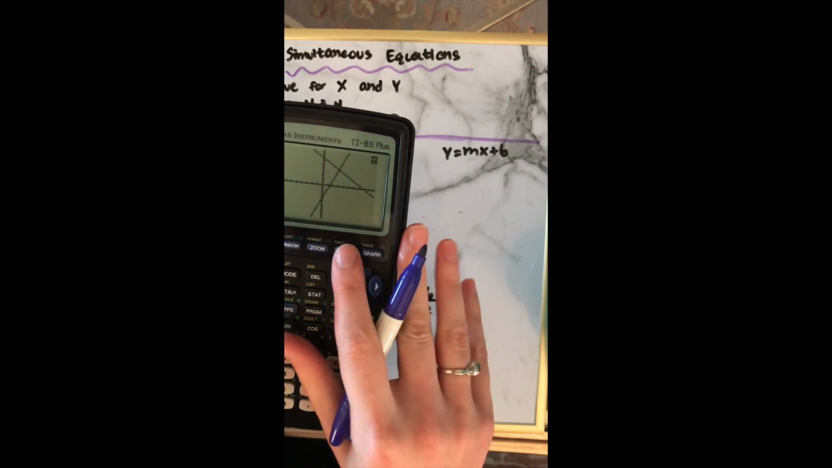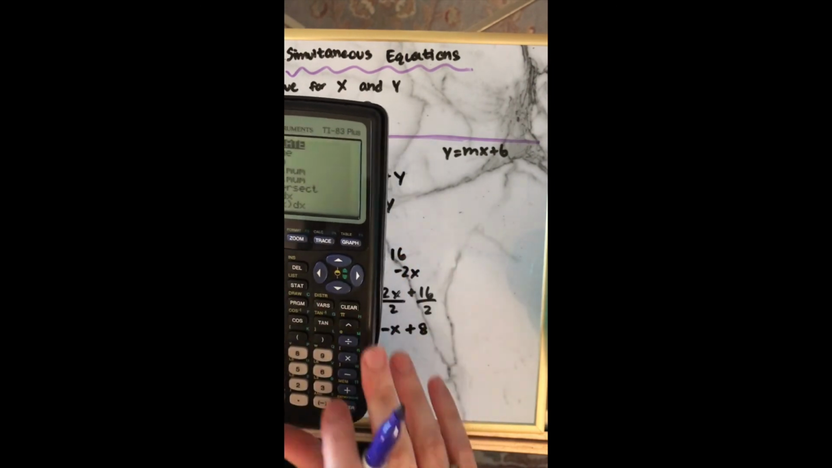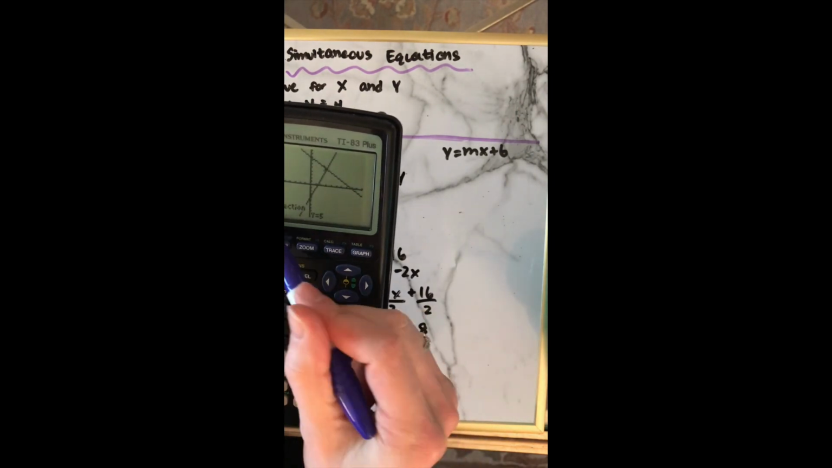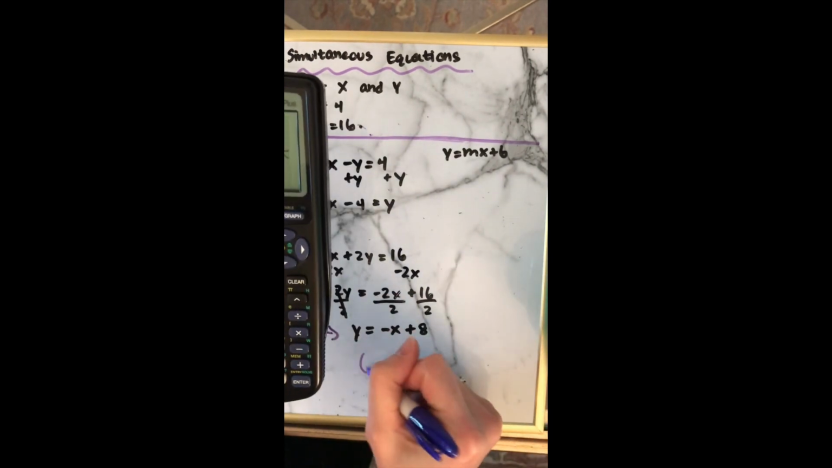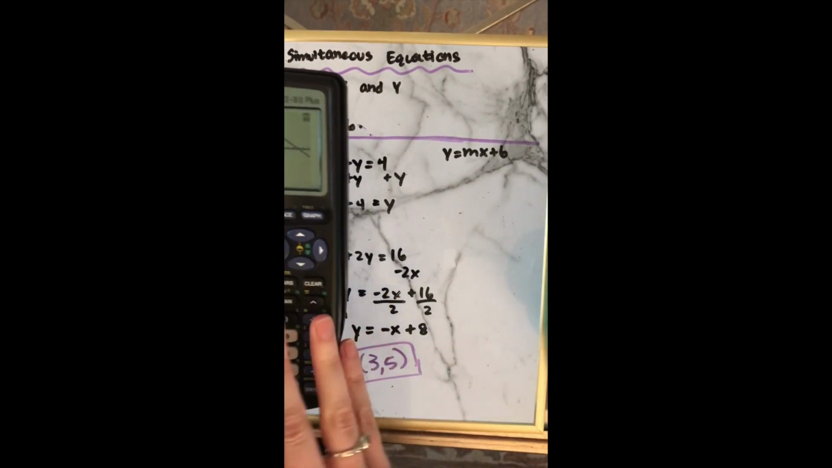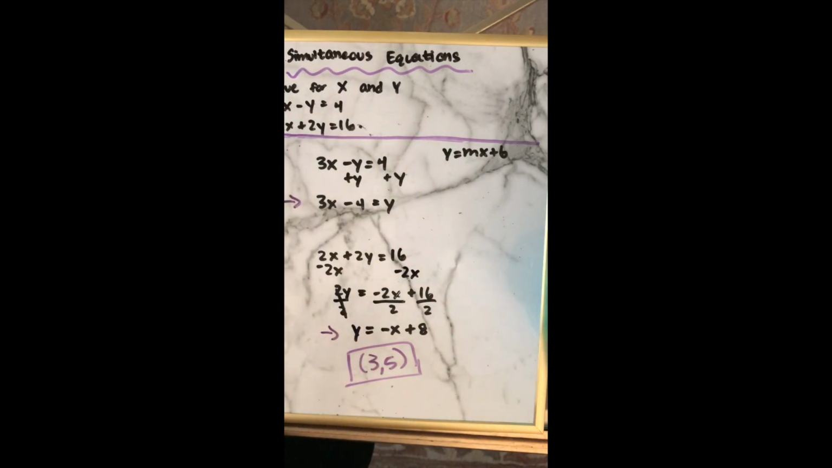So if you go to second calc, down to intersect, and then we press enter 3 times, we end up with the intersection of 3, 5, which is, again, our answer. So use which method works for you, or use the calculator to check your work if you have to use an algebraic method in class.